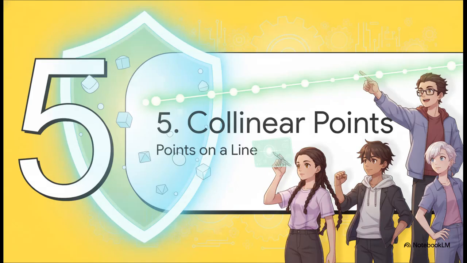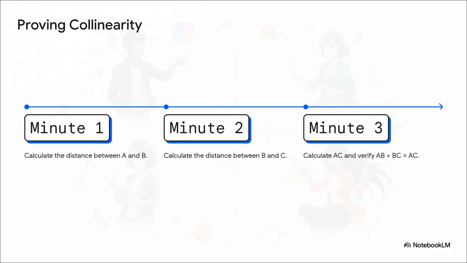And finally, we arrive at Section 5, Testing for Collinear Points. Let's see how all of this builds into our final boss level. Collinear basically just means points that lie together perfectly on a single straight line. And to prove collinearity, we use this beautifully simple additive logic. Think of it like this. If you have 3 points, A, B, and C, first, you calculate the distance between A and B.